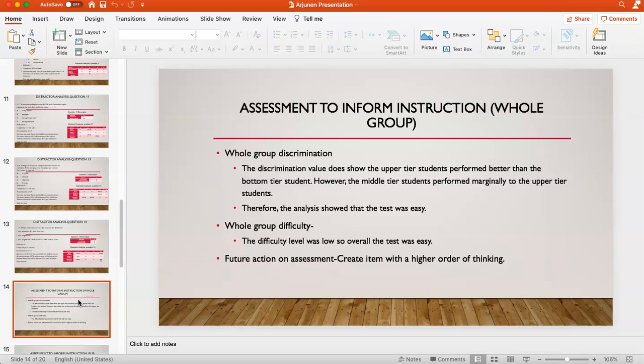Assessment to inform instruction, the whole group. Whole group and discrimination. The discrimination value does not show the upper tier students performing better than the bottom tier students. However, the middle tier students performed marginally to the upper tier students. Therefore, the analysis showed that the test was easy. In analyzing the whole group for difficulty, the difficulty level was low, so overall the test was easy. Future action on assessment: create items with a higher order of thinking.